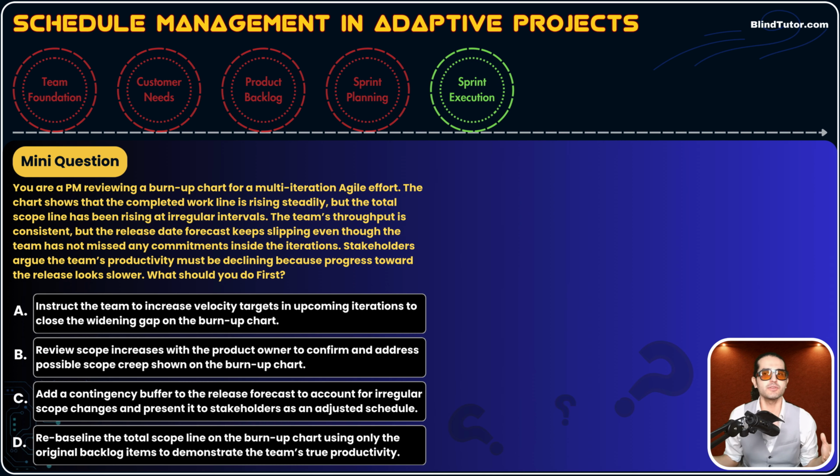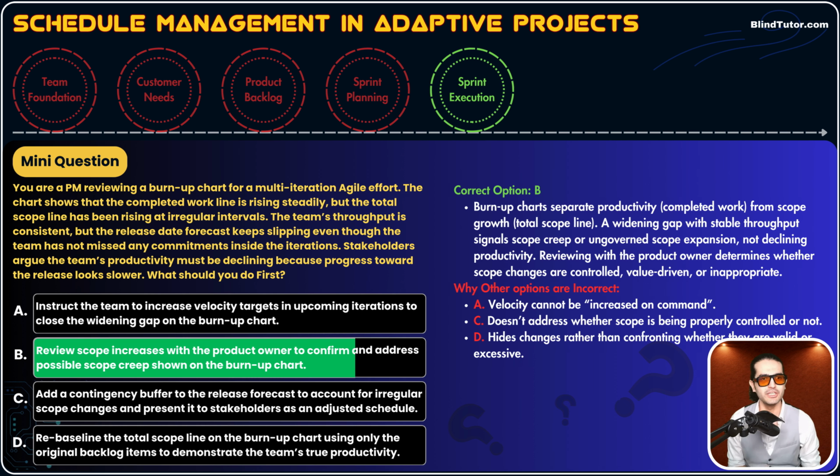The team is doing good. It is not the team's fault. Somebody is not taking care of the scope. Somebody is letting unauthorized scope into the sprints. That's why it looks like the productivity of the team has dropped. But no, the question clearly states that the team was consistent. Okay, we need to take care of scope creep. So the best option here is, guys, option B. The question asks for the first action.